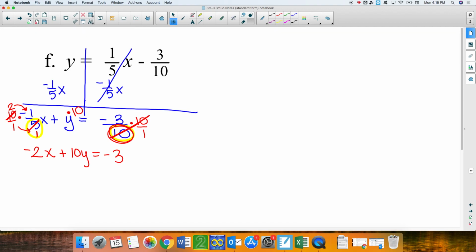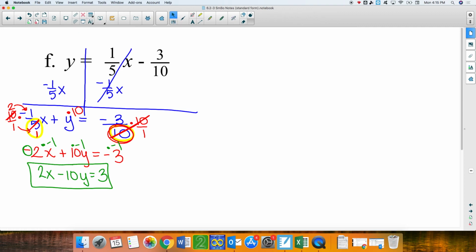I need to get rid of my negative in front, and I do that by multiplying everything by negative 1. So I have positive 2x minus 10y equals positive 3. And there's my final answer in standard form. So once again, standard form, no fractions. Make sure your first value, your first coefficient, is positive.